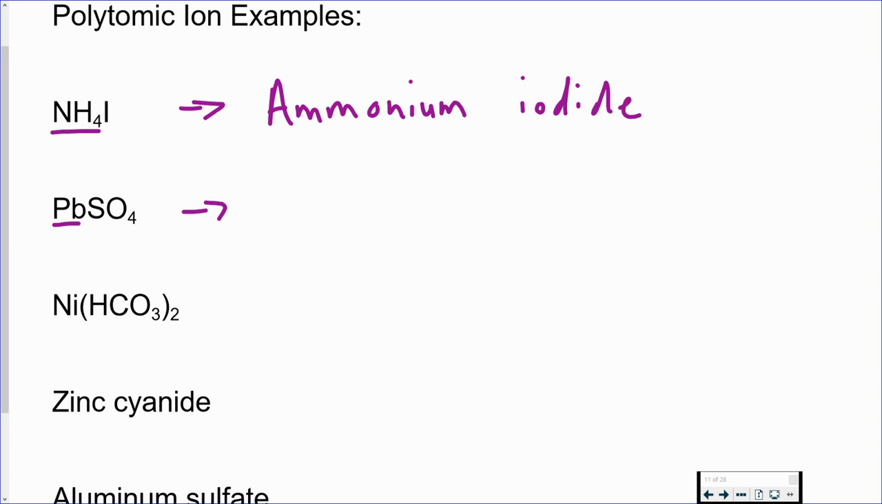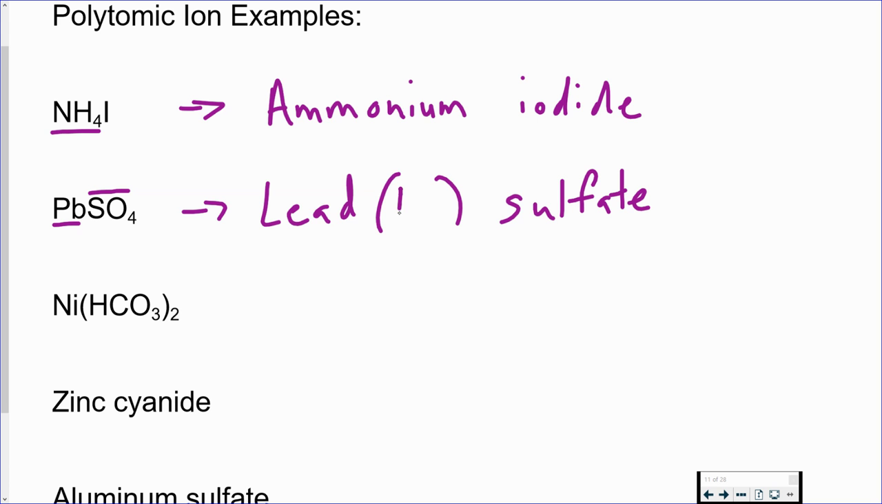The next one, the first part is Pb. That's lead. Now, if I look on the periodic table, I notice that lead can have 2 charges. So I'm going to put parentheses there to just tell me, hey, I need to know what the charge is. SO4 would be our polyatomic here. Again, on the back of the periodic table, SO4 is sulfate. So we'll just write sulfate. And sulfate has a -2 charge. Since there's only one SO4 here, that means that lead would have to have a +2 charge as well.